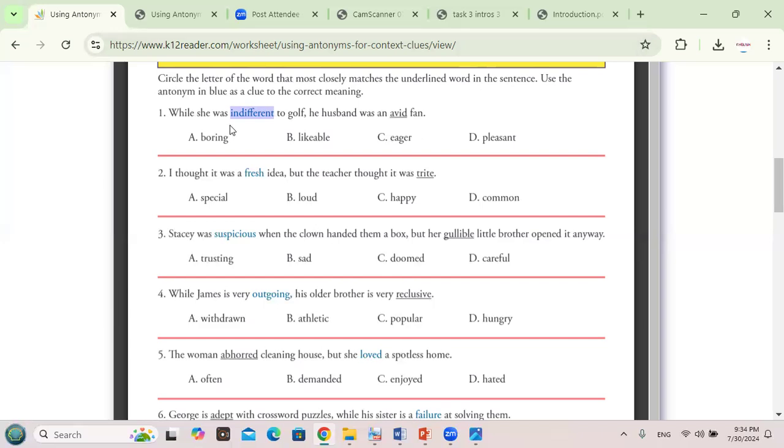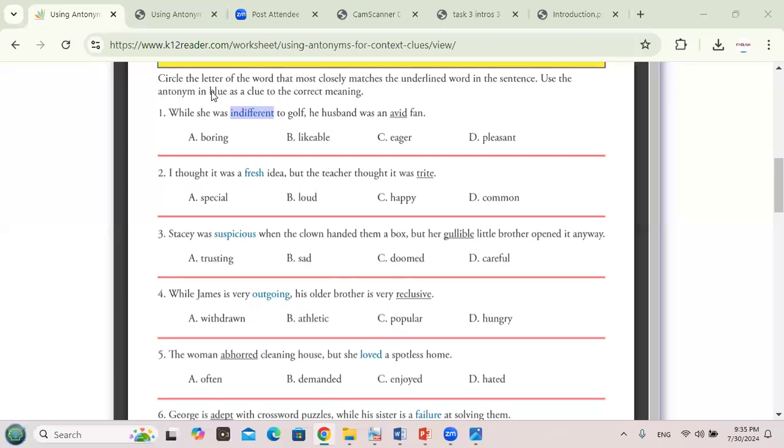So what does avid mean? I think it means C, eager. Yes, very good. And we use the word avid with another word. Have you ever seen avid before? I've heard this word before. Yes, an avid listener, an avid reader. Very good, Abdurrahman.